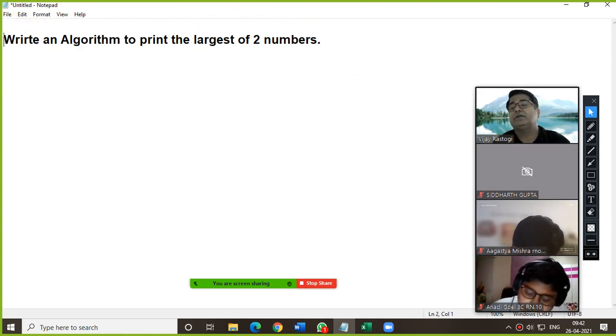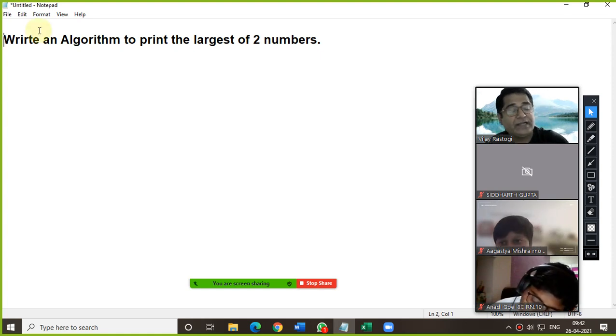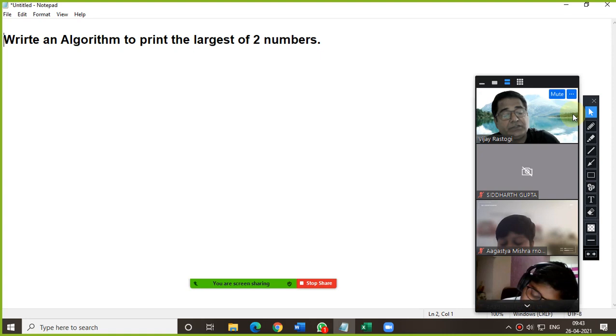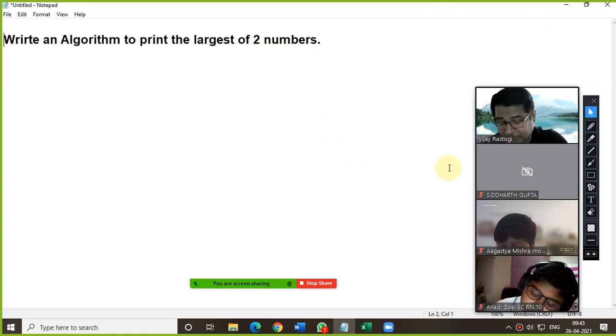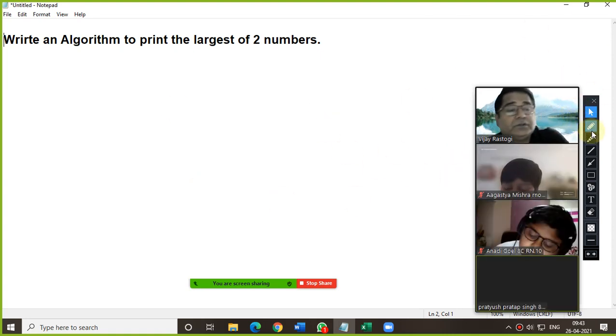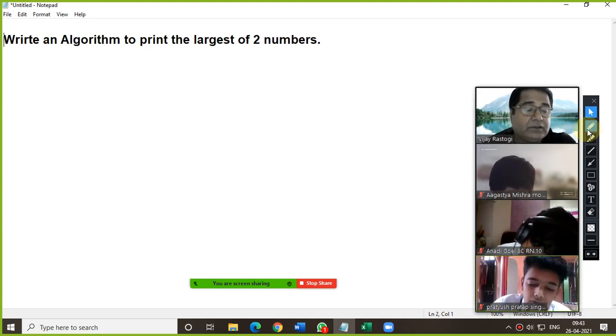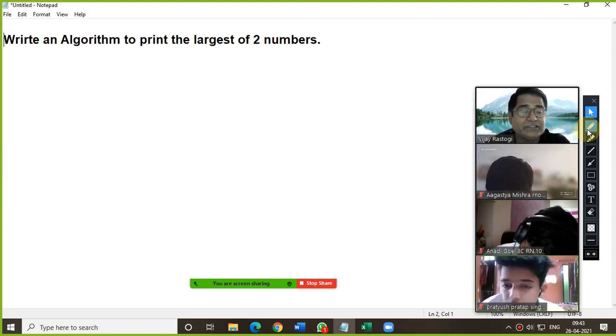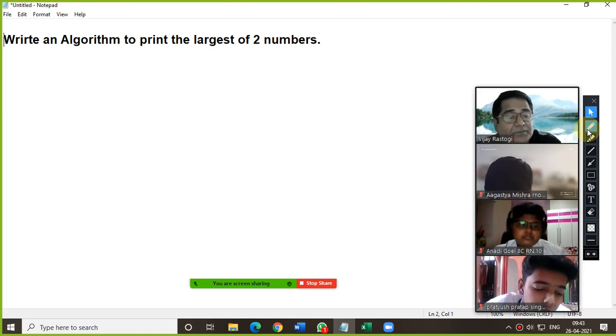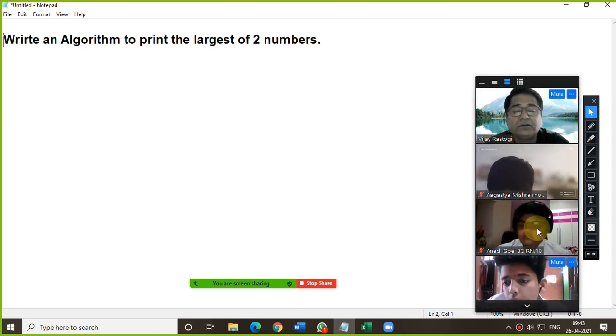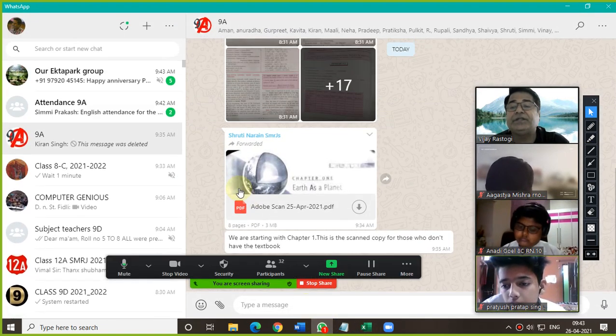So here the question is, write an algorithm to print the largest of two numbers. That means the user is inputting two numbers and then we are supposed to find the largest. And you have done this question in class 7th also, in C++. The programming language doesn't matter here. The algo is the same for all languages. The algo is not programming-language dependent. Yes, you need to use that if condition.